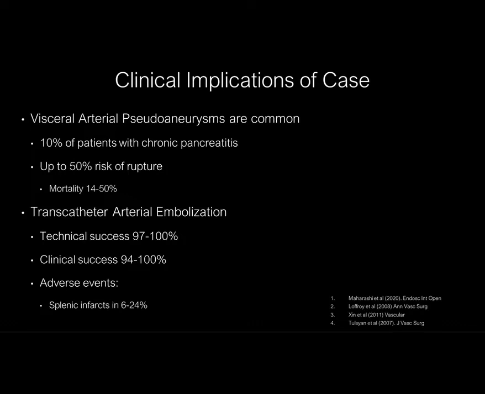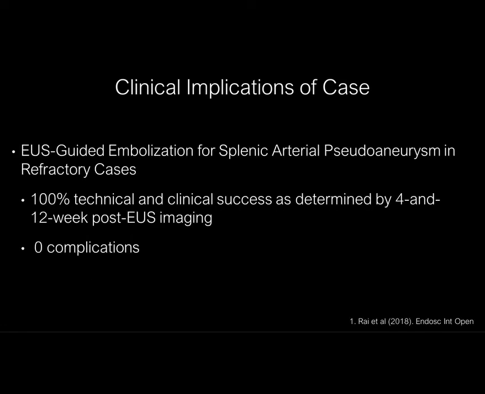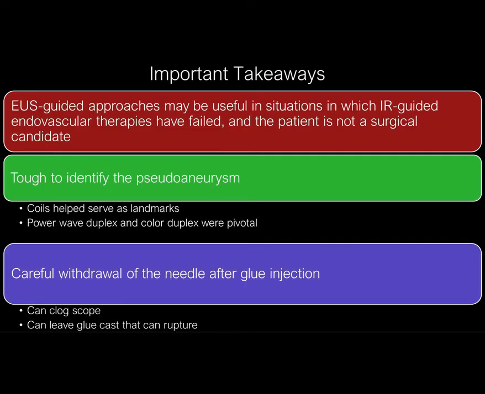These are conventionally treated with transarterial embolization with good technical and clinical success. In cases of splenic pseudoaneurysmal persistence in spite of transcatheter arterial embolizations, EUS-guided embolization has shown significant promise with 100% technical and clinical success rates. In these situations of refractory pseudoaneurysms, EUS-guided approaches are useful.